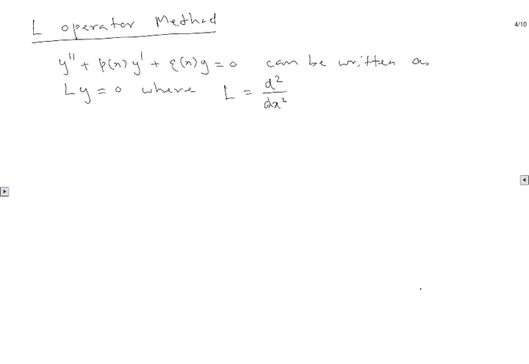What's going to happen? This operator acts on a function, and then you get the second derivative. That's the operator. And then plus, what about the second term? The second term you can write as p(x) d over dx, without the y function, plus the other one, which is just q(x). That is also an operator.